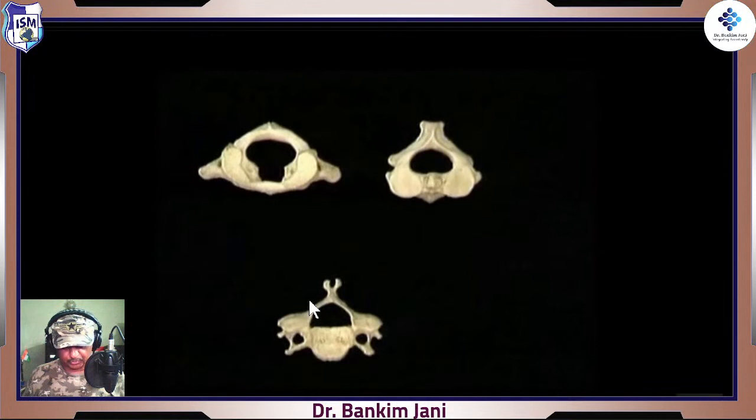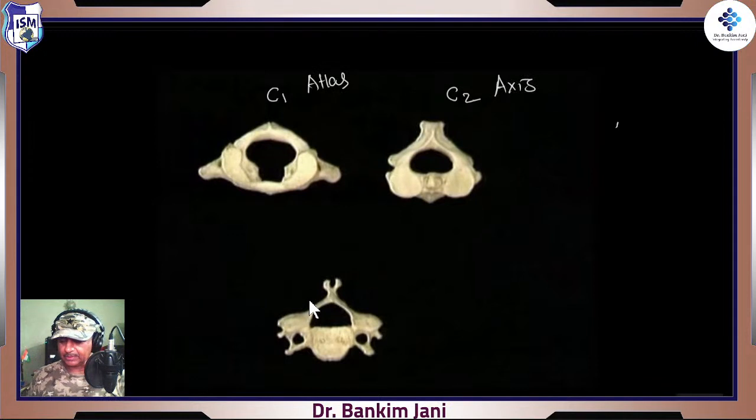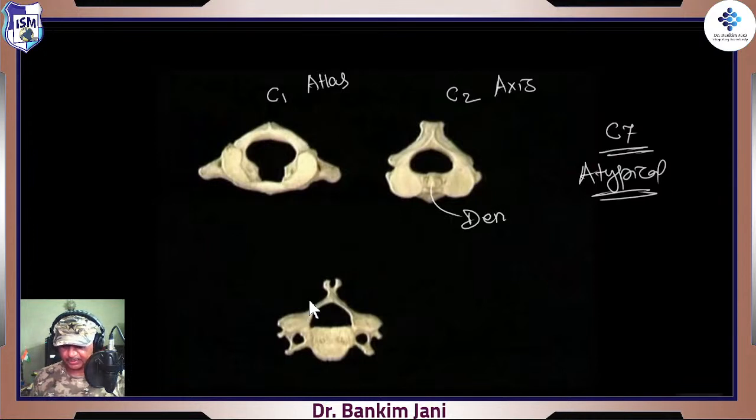Then we talked about those vertebrae, right? So this is C1, that is C2, it was atlas, this is axis, right? Though C7 was also among the atypical, right? But today we'll not be touching much on C7, right? We are very much interested in this dens, right? The dens, also called the odontoid process.